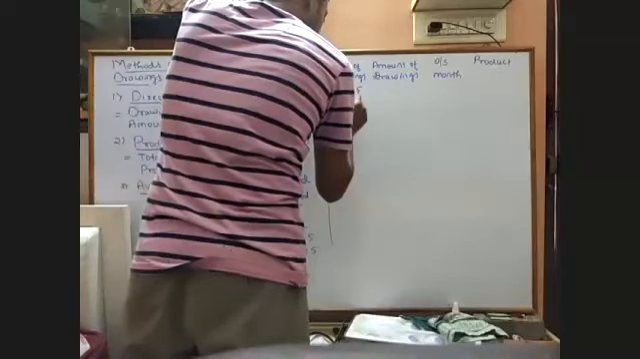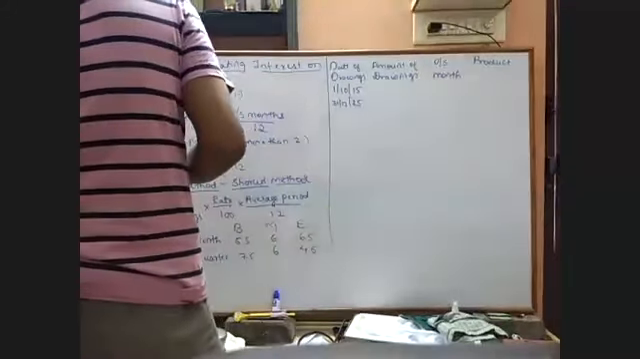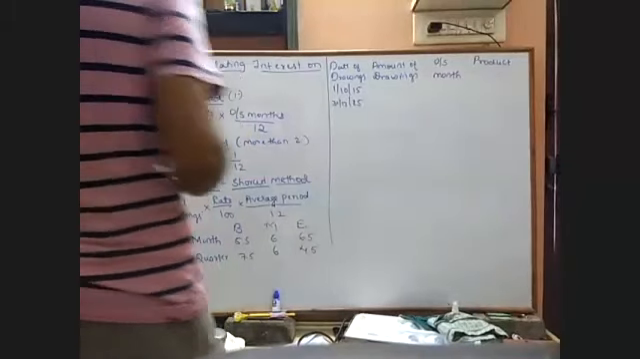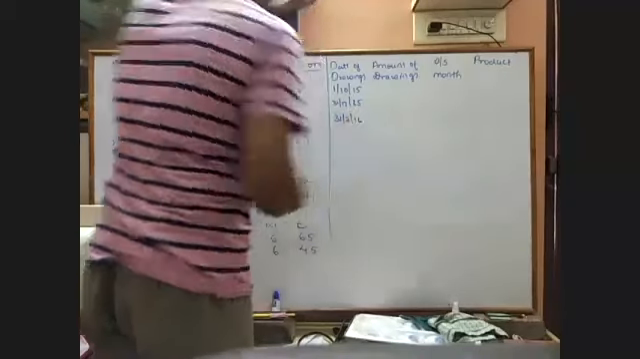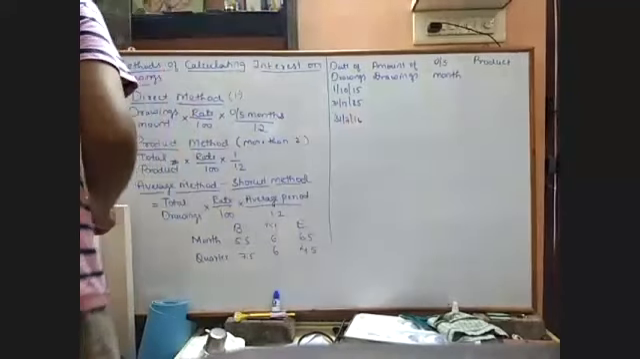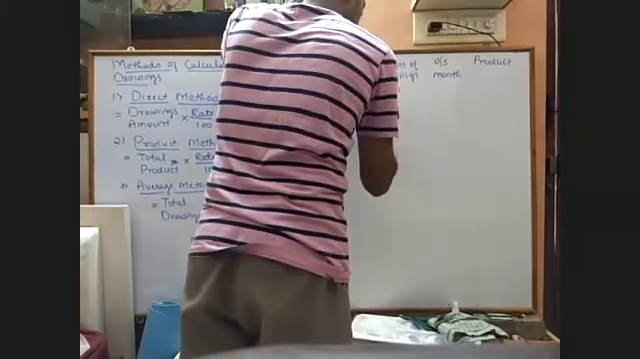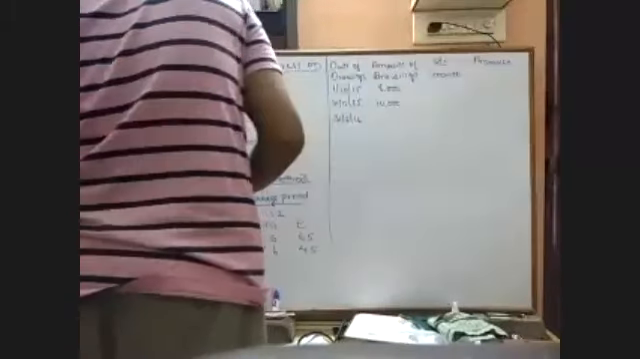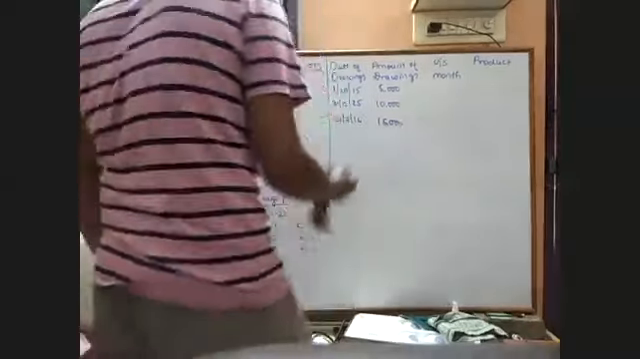Then 31/12/2015. Next, 31/3/2016. Okay, and the amount is also given in the problem: 5,000, 10,000, 15,000.